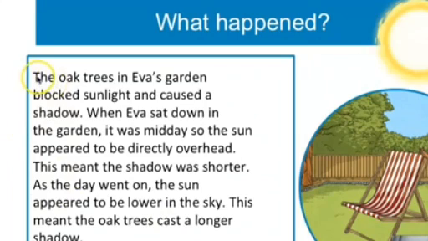You might already know. The oak trees in Eva's garden blocked the sunlight and caused a shadow. When Eva sat down in the garden, it was midday, around 12 o'clock, so the sun appeared to be directly overhead. This meant the shadow of the trees was shorter. As the day went on, the sun appeared to be lower in the sky. This meant the oak trees cast a longer shadow.